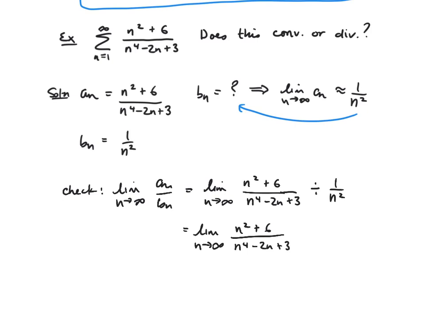Now, if I am dividing by 1 over n squared, I can multiply by the reciprocal of that term, and it's a lot easier to deal with in fractional form. And what happens is every term on the top just gets an extra n squared attached to it, so that gives me an n to the 4th plus 6n squared on the top, n to the 4th minus 2n plus 3.